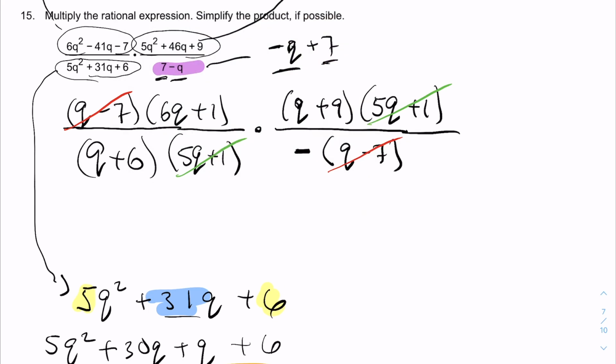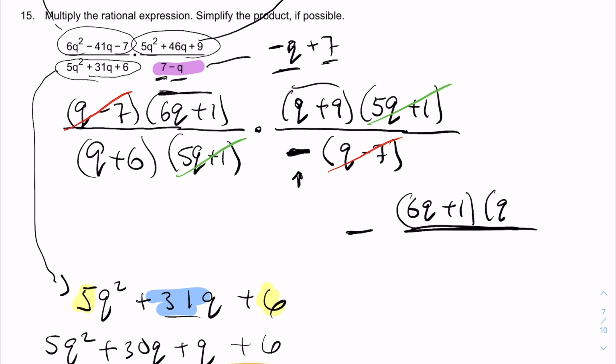So let's write our final answer. Now, you've got to remember this negative. Technically, the negative can go up top or on the bottom, but it's probably best to just put the negative out in front. Up top we have 6q plus 1. That's this guy right here. We also have a q plus 9. That's that guy right there, q plus 9. Then down below I have the negative dealt with, and I've got a q plus 6.